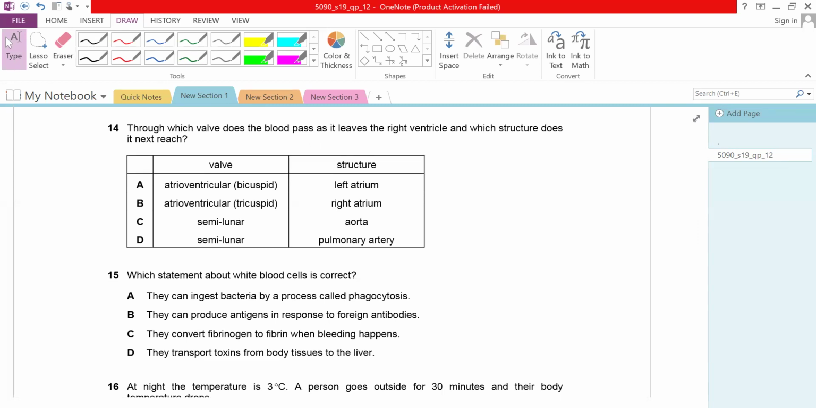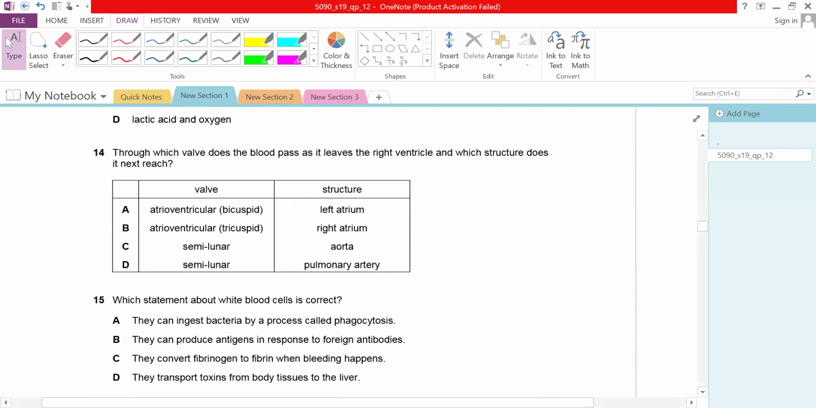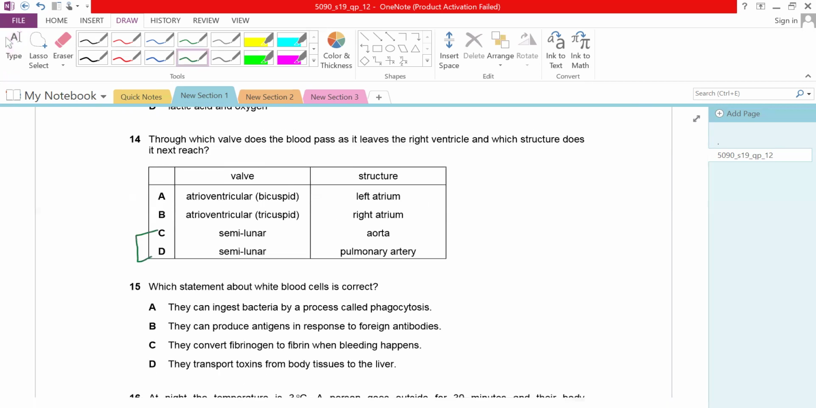As we all know, when the blood is pumped from the right ventricle, it moves through the semilunar valve. So option C or option D would be correct. The first structure it next reaches is the pulmonary artery. From that pulmonary artery, the blood is carried to the lungs. So the correct option is D.